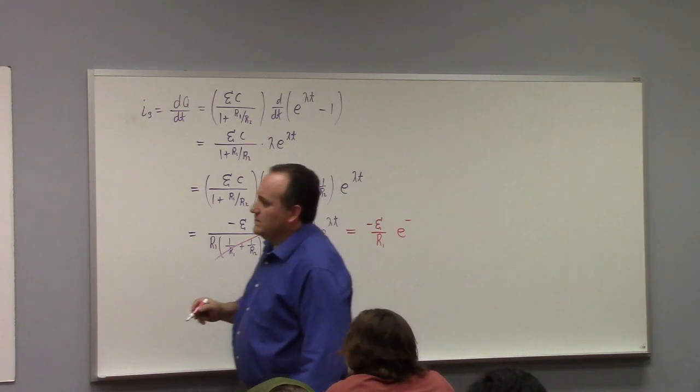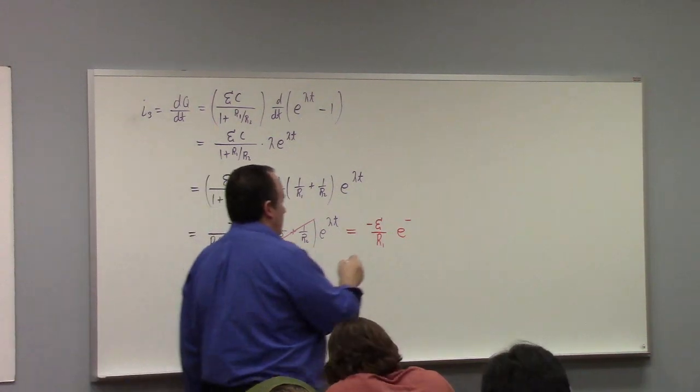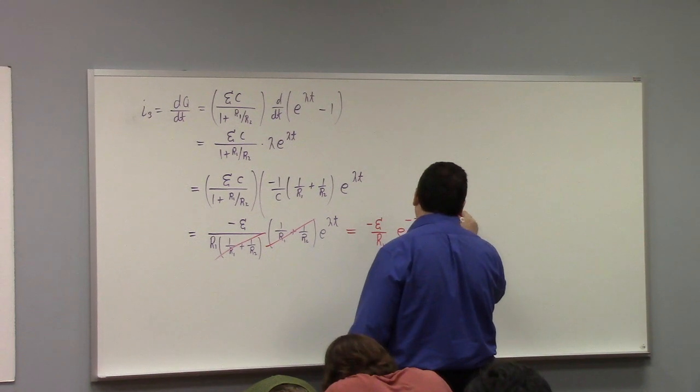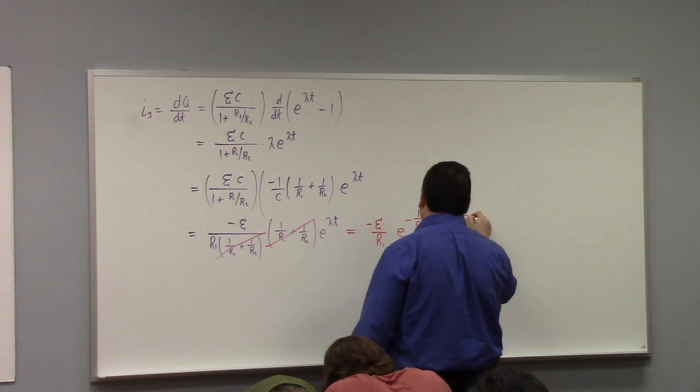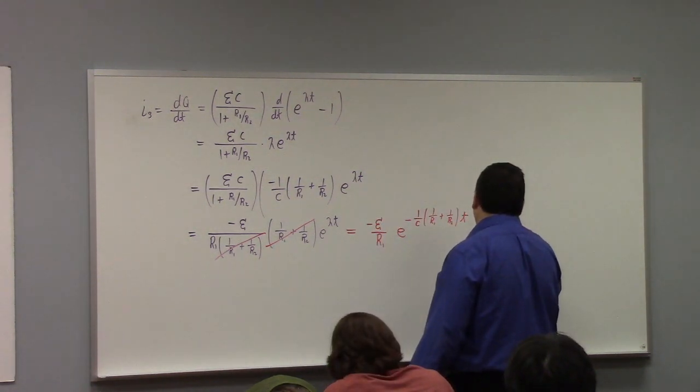But I think I get minus E over R1 times E to the minus, golly, what was that lambda? E to the minus 1 over C, 1 over R1 plus 1 over R2 times T. I'm not sure I like this answer though. So that's allegedly my I3. What do you guys think about this?